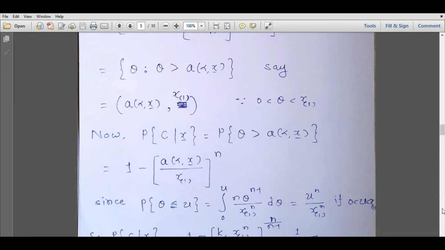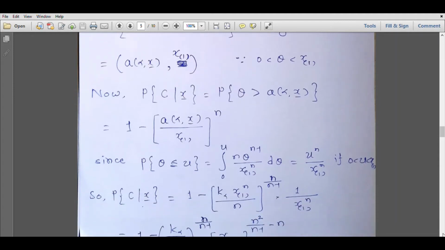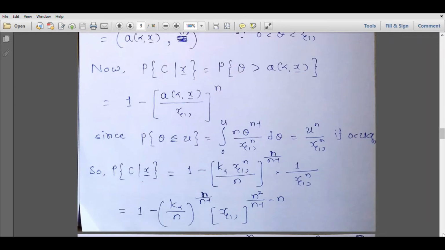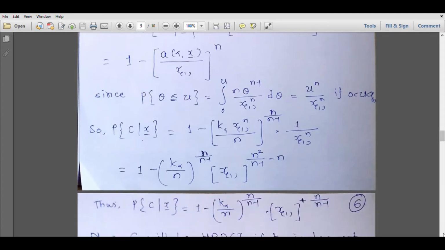Okay. Now if I substitute the expression of a alpha x, I get the posterior probability simplified like this. 1 minus k alpha upon n raised to n upon n minus 1 into x ordered 1 raised to, now see, here I had x ordered 1 raised to n into n upon n minus 1. So that will be n square upon n minus 1 minus n. So that gets simplified, and what I get finally is 1 minus k alpha by n raised to n upon n minus 1 into x ordered 1 raised to n upon n minus 1.